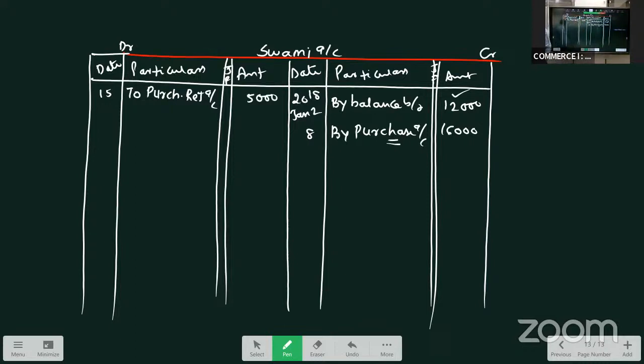Right? Next, cash paid to Swami. On 20th, the transaction says cash paid to Swami. Now, in this transaction, Swami is the receiver. Swami is receiving cash. So, whenever the person receives, I said debit him. So, write to cash. How much? To cash 20th, 16,000.